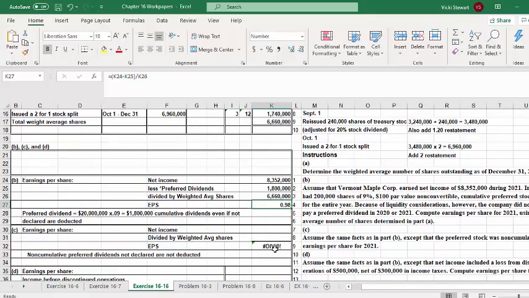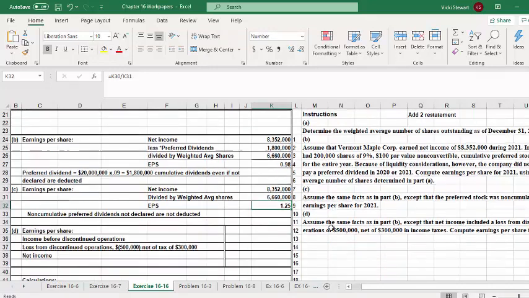In Part C, it states, assume the same facts as in Part B, except that the preferred stock was non-cumulative. Okay, so again, if the preferred stock is non-cumulative and the preferred dividend is not declared or paid, then we would not subtract it. So the numerator would just be net income, and the denominator would be the 6,660,000 shares.